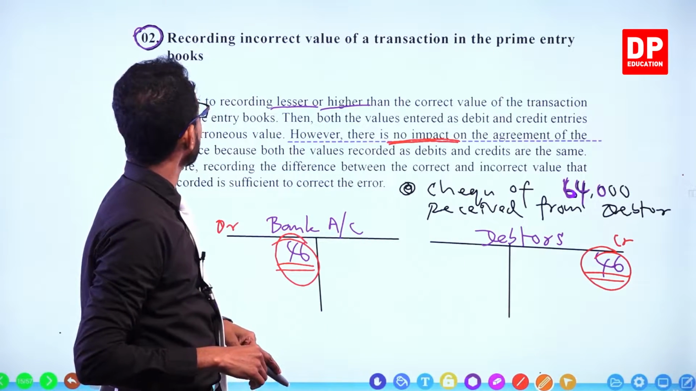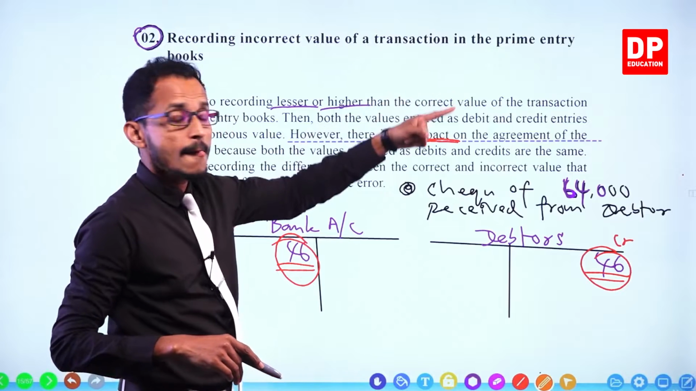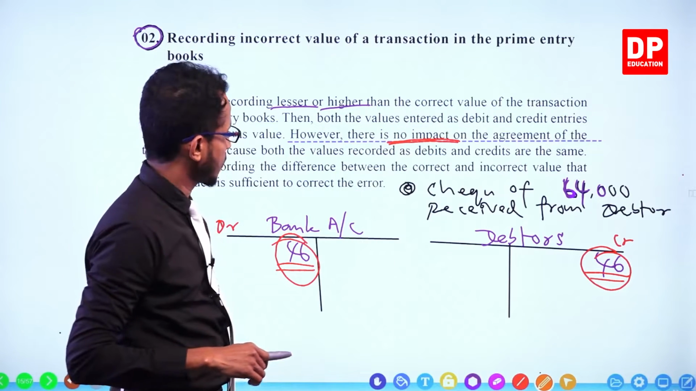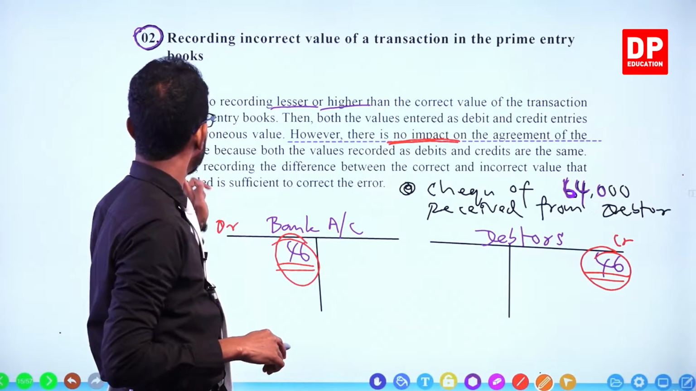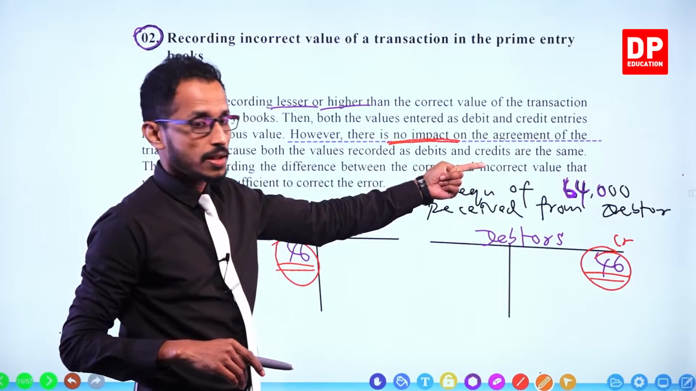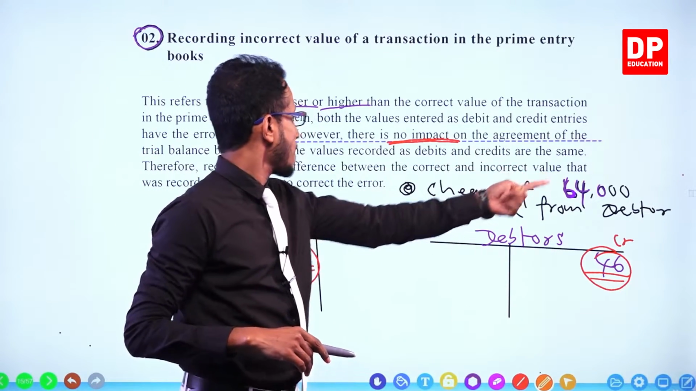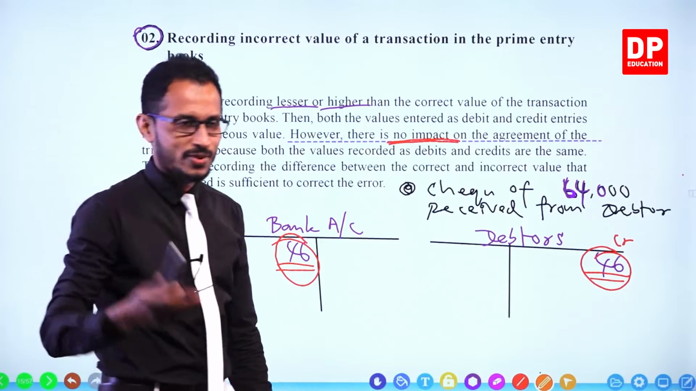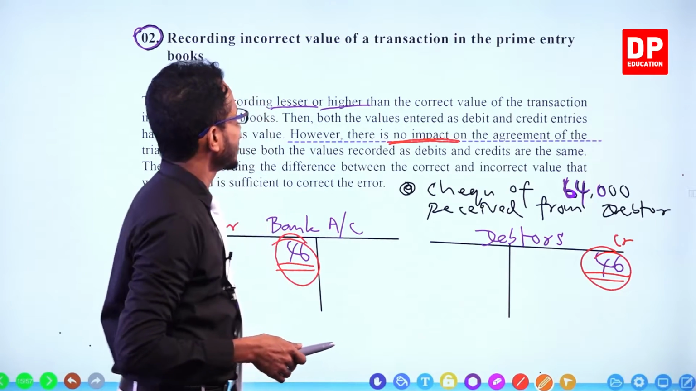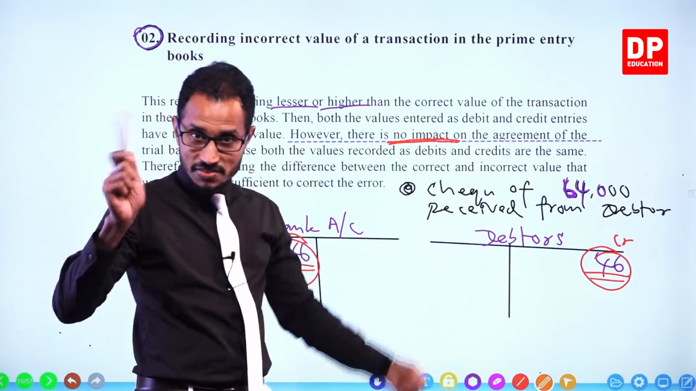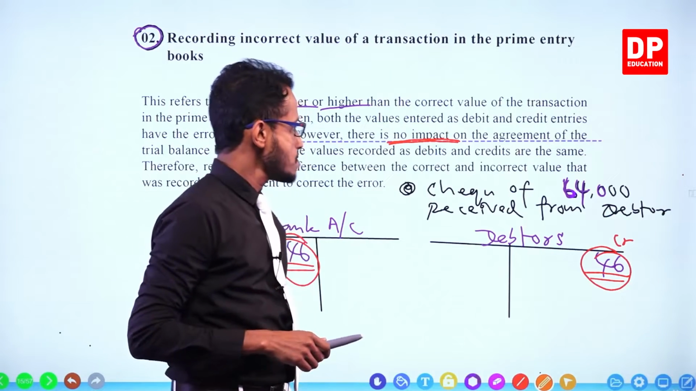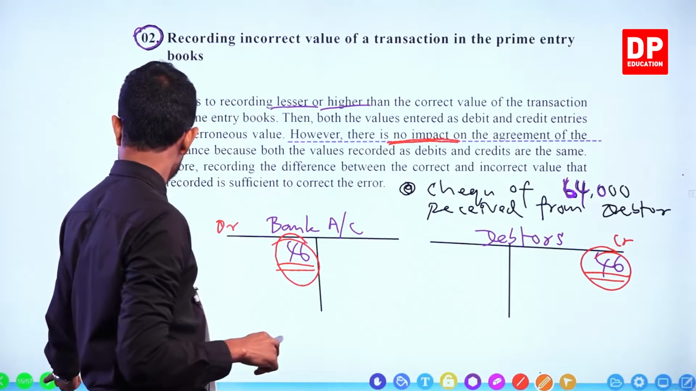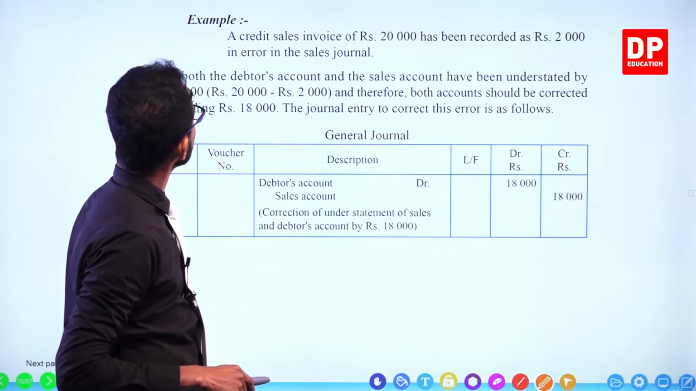So this is another error which doesn't affect the trial balance. Okay, let's go and take an example.